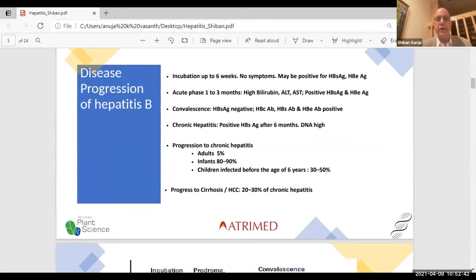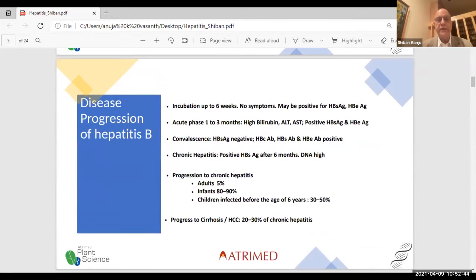How does the disease progress? After you get infected, the infection is normally through body fluids. The transmission is almost identical to HIV. It's body fluid, close contact with the infected person.